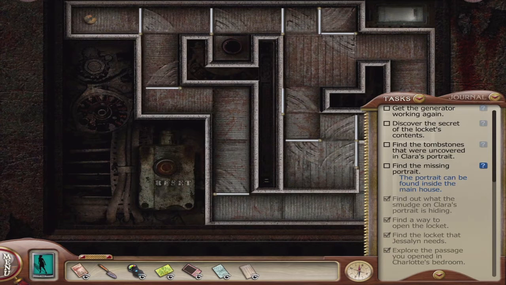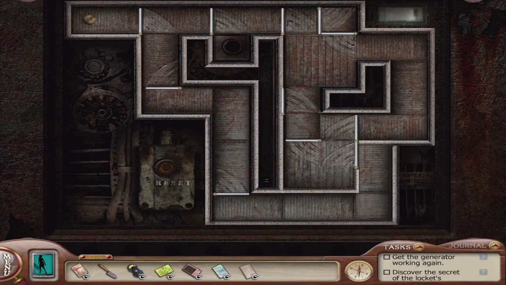Find tombstones that were uncovered in Clara's portrait. Wait, we already found that. What the? Woman, we are not going through that again.